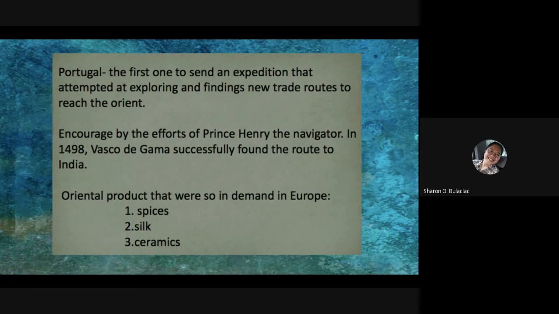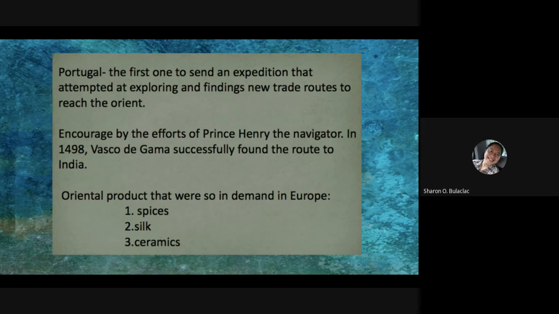And then, bakit gusto nilang ma-access yung trade routes? So here, you have three oriental products that are very in demand in Europe. You have spices, silk, and ceramics. So particularly the spices, it was very in demand. Kasi most of the spices, hindi lang siya ginagamit pang luto. Some of the spices have medicinal value. Pwede siya gawing gamot. Some of the spices, aside sa pwede siya maging gamot, can also be a preservative. It actually napapahaba niya yung shelf life ng mga meat.